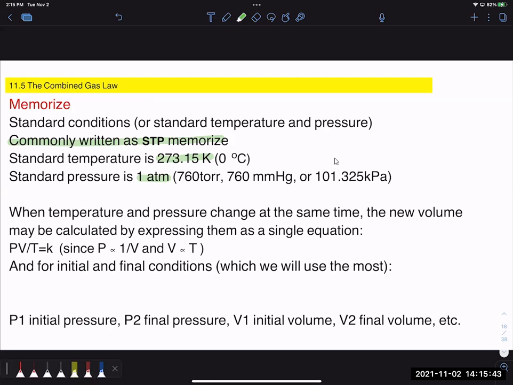So when temperature and pressure change at the same time, the new volume may be calculated by expressing them as a single equation, PV over T equals K. And for initial and final conditions, which we use the most, this equation looks a lot like the combination of the ones we had before: P1 V1 over T1 equals P2 V2 over T2.